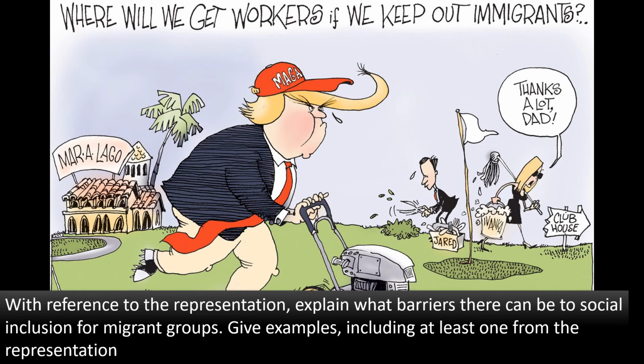So the question, with reference to the representation, explain what barriers there can be to social inclusion for migrant groups. Give examples. Give lots of examples, but include at least one from the representation. And I want you to do a little plan. Make sure you have a look at the guidelines that we've previously sent out about how to answer representation response. Do a quick little plan and then spend about 15 minutes writing it.